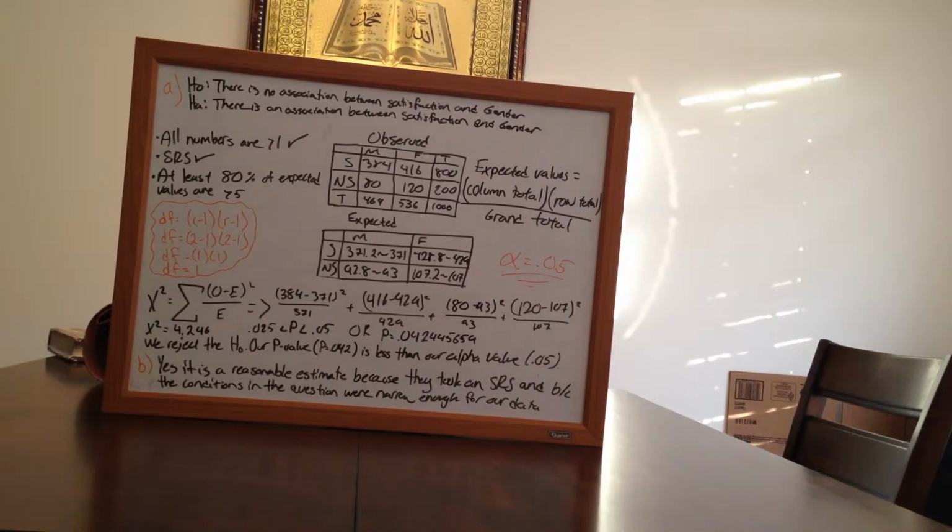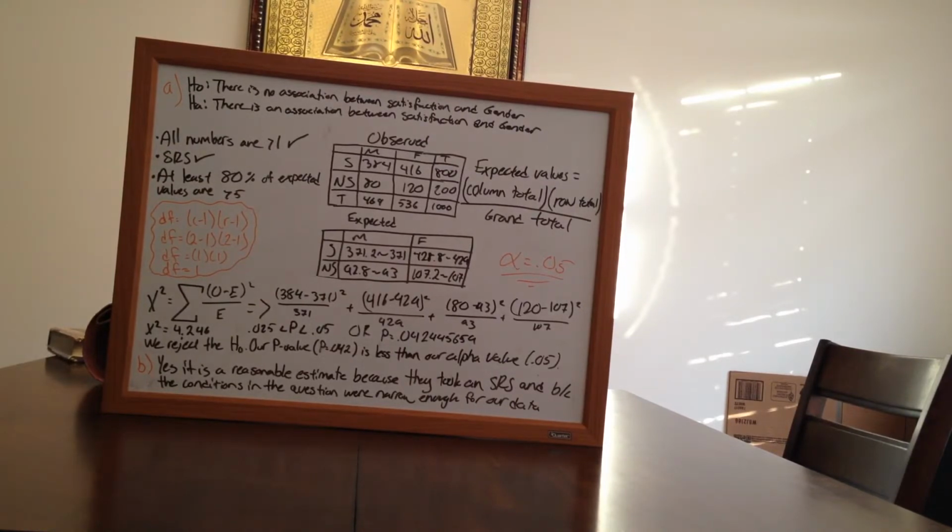So when we look at our table, this value lies in between 0.025 and 0.05. So it's greater than 0.025, but less than 0.05. If you do this on your calculator, you get an exact p-value of 0.042445659.